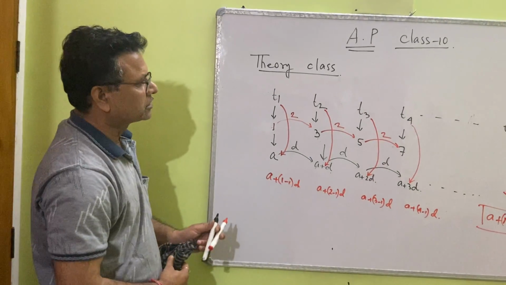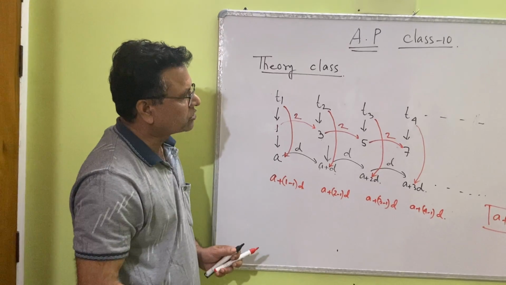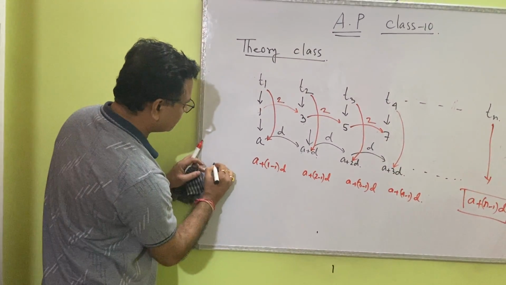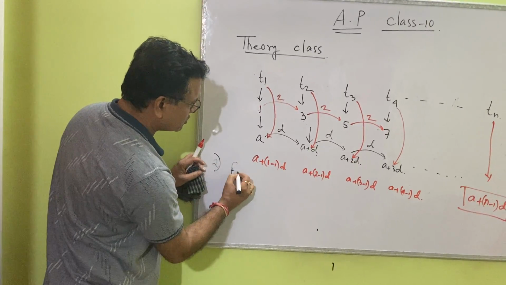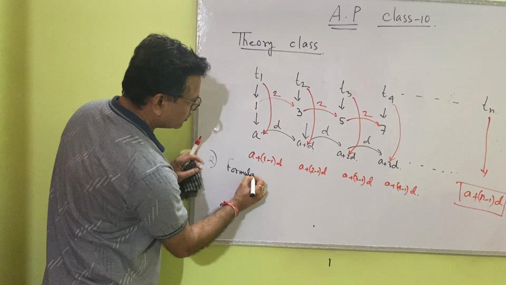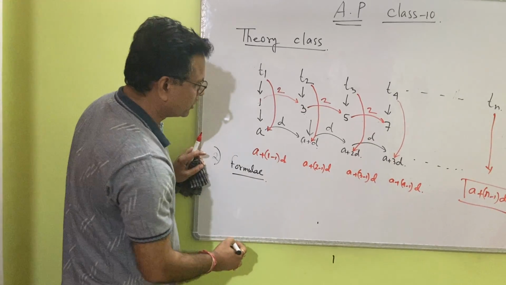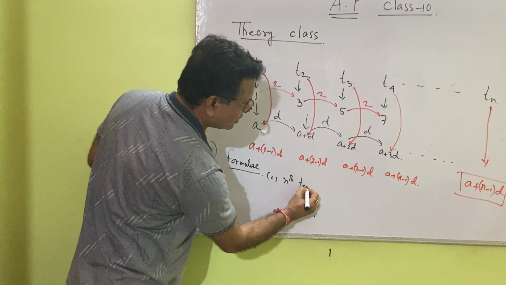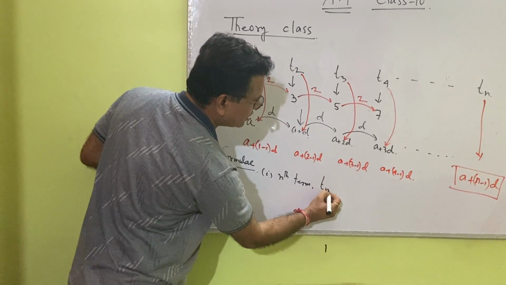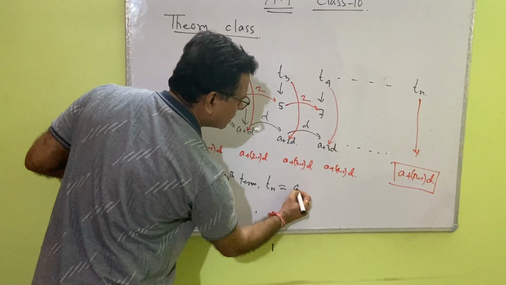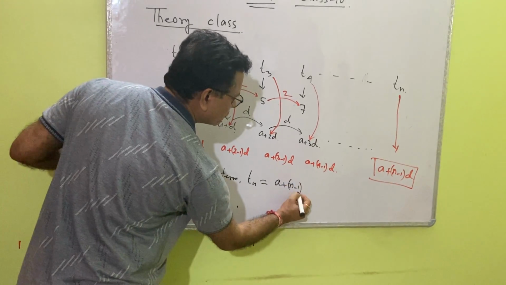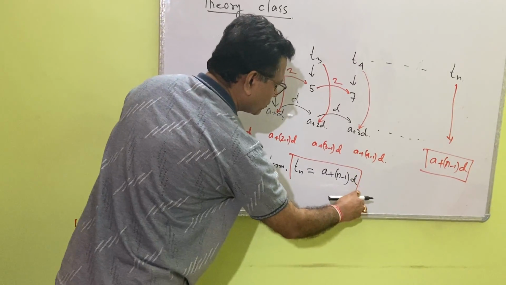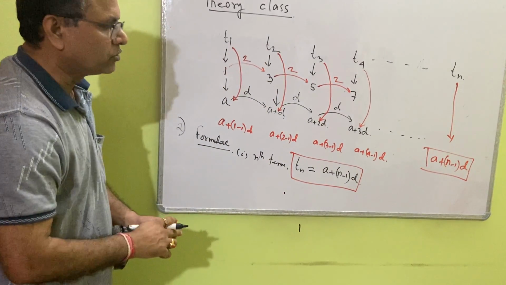So now this is my total discussion. Based on this discussion, I will come to my first formula. So this is my point number 2. Point number 2 is formulae, plural of formula is formulae. So my first formula is the nth term, denoted by Tn. Tn is equal to A plus n minus 1 into d. So this is my first important formula: how to find the nth term.